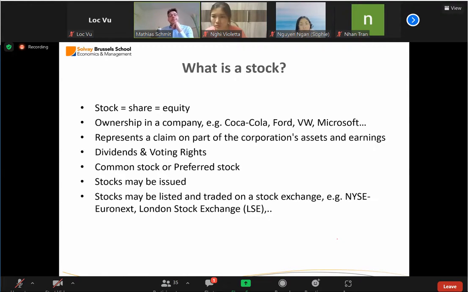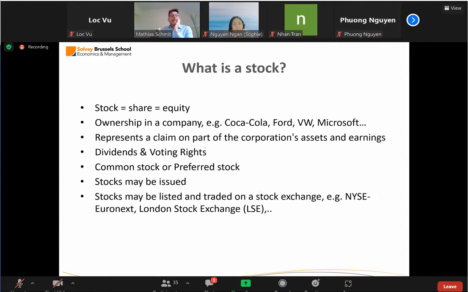Stock valuation. Alors, what is a stock? Is a share. So stock, share, equity is the same. Usually it represents the ownership in a company. It represents a claim on the part of the corporation's assets and earnings. It gives dividends and voting rights.